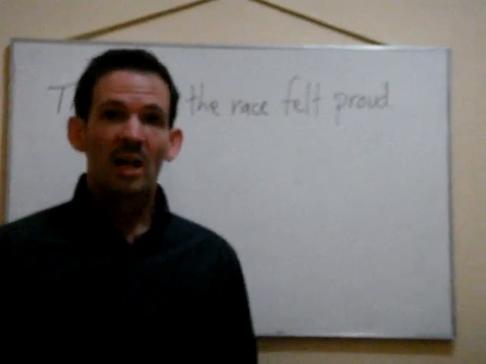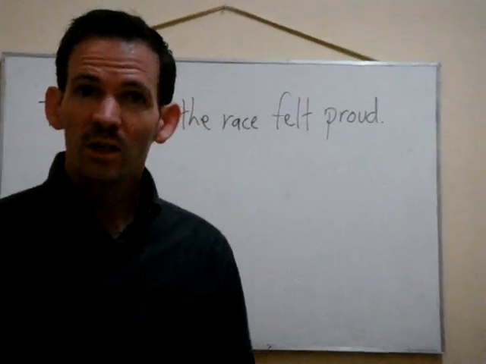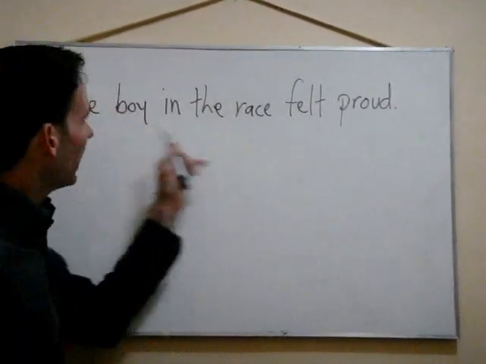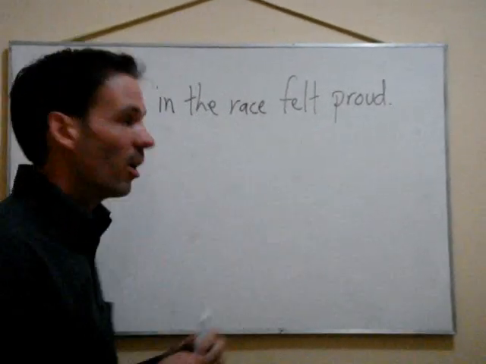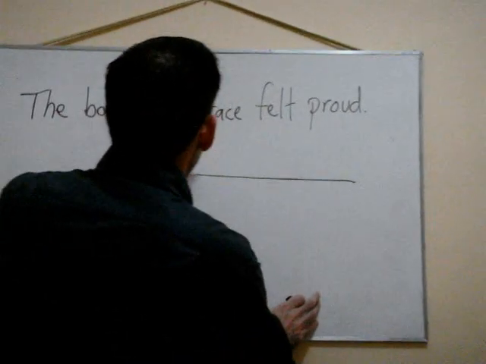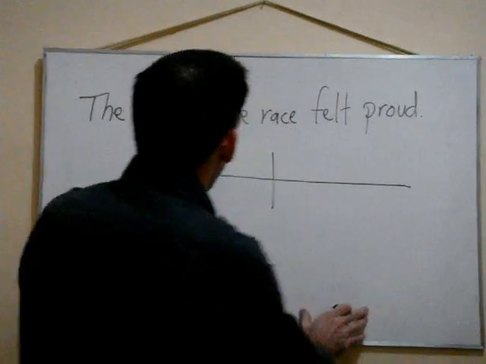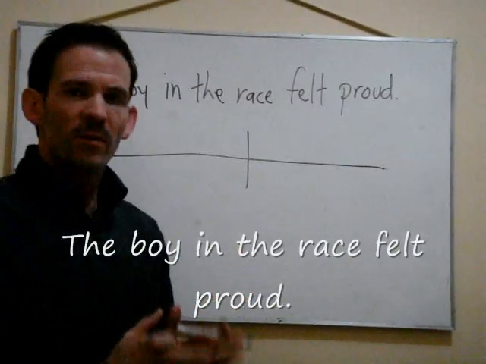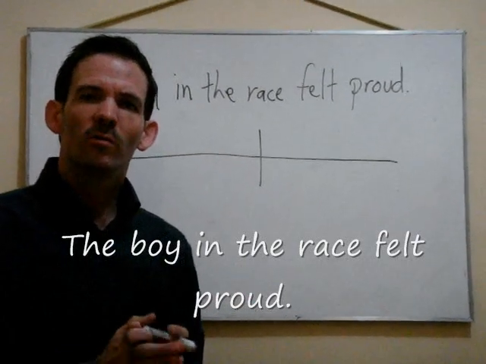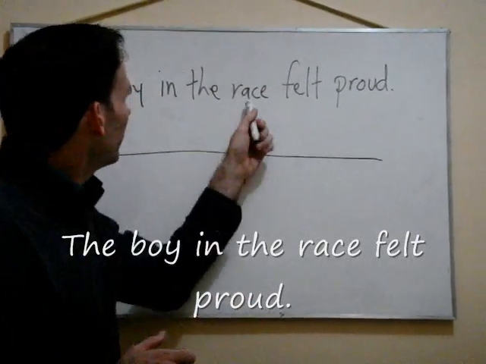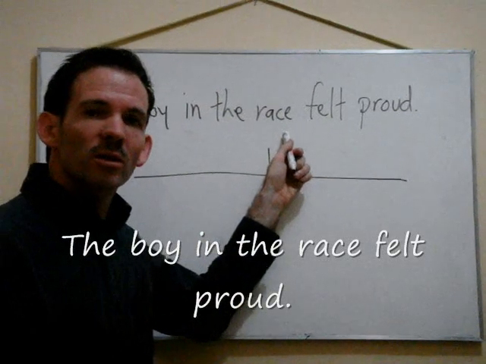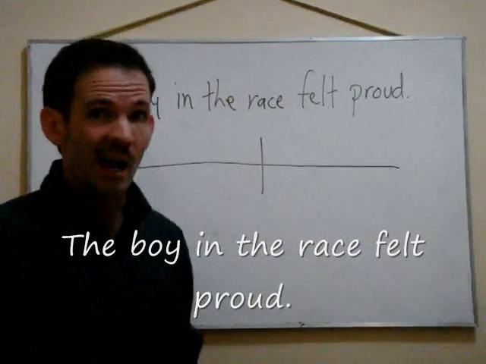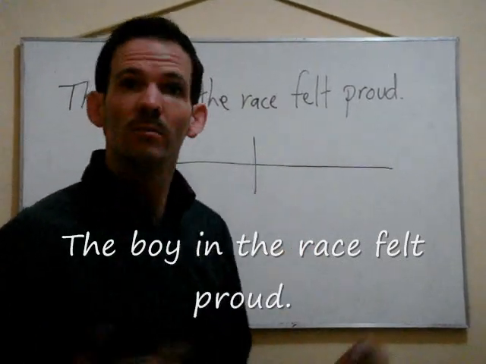Okay, this is the final example, and if you can stay with me on this, you're doing very well. Let's put it all together. The boy in the race felt proud. Baseline. Dividing line between subject and verb. So, the boy in the race felt proud. What is our verb here? Now this is being used as a noun. You can race someone, but in this case it's the race. So that's a noun. That's out. Felt. Okay.